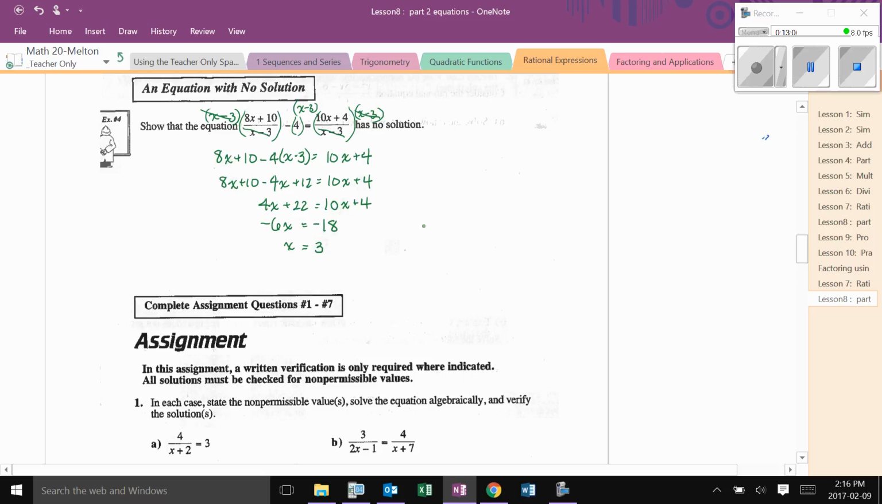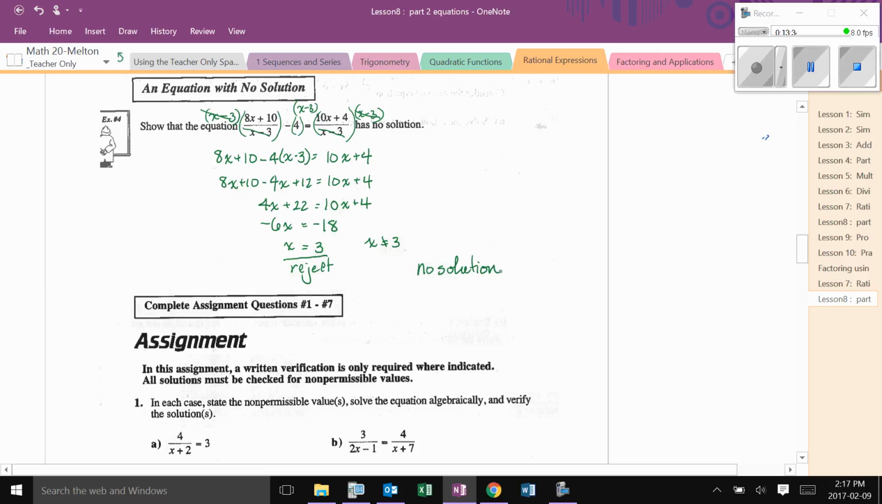When we look at our restrictions, though, x minus 3 can't equal 0, so that means that x cannot equal 3. But since that definitely conflicts with our solution, then we need to reject that only solution that we found. Therefore, that tells us there is no solution that is possible.